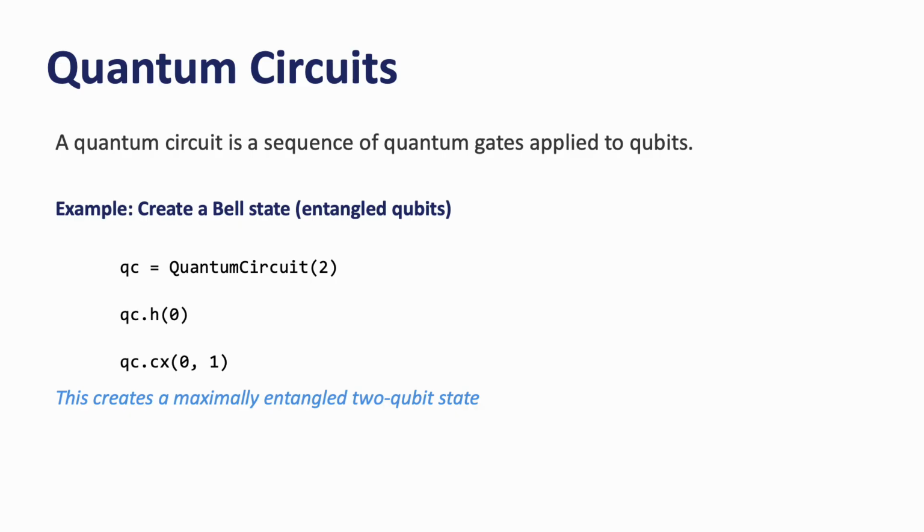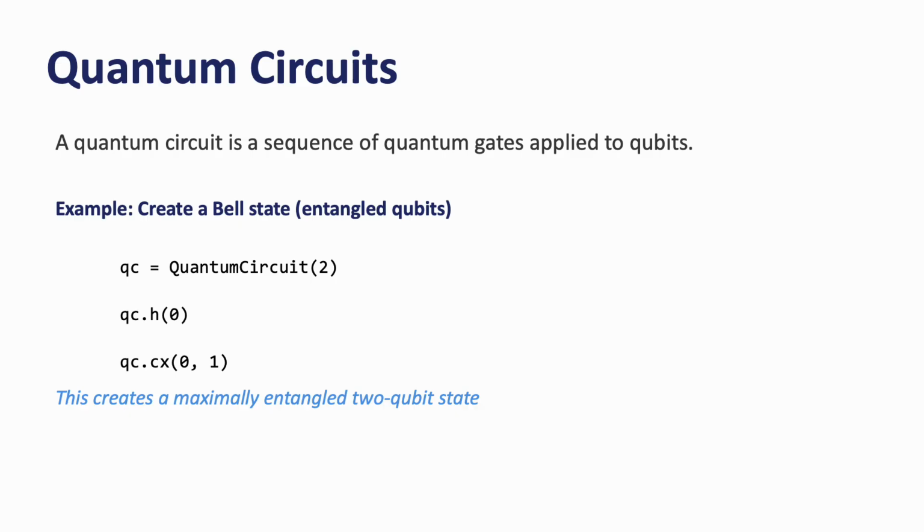So let me walk you through a famous example, the Bell state circuit, which creates an entangled pair of qubits. We start with two qubits, both in the zero state. First, we apply the Hadamard gate to the first qubit, putting it into superposition. Then we apply a CNOT gate with the first qubit as the control and the second qubit as the target. This CNOT operation entangles the two qubits.